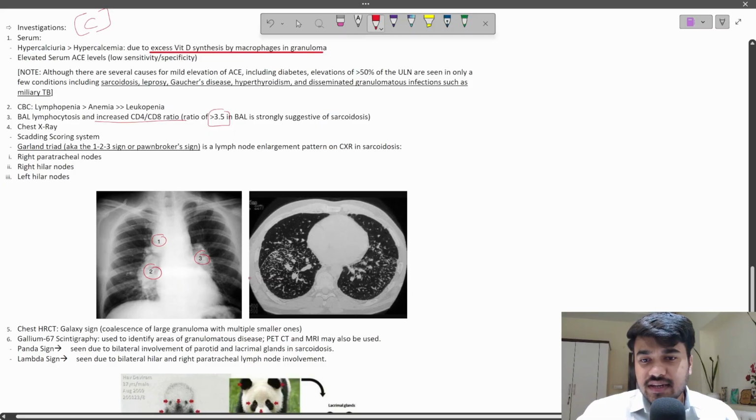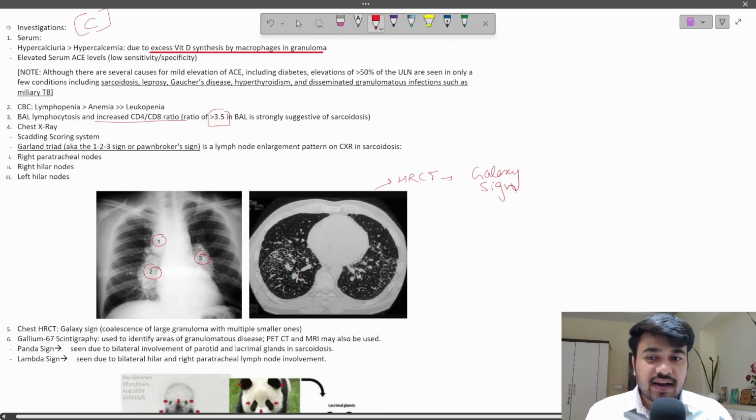On chest HRCT, this is the chest HRCT, right? And this is showing the galaxy sign, right? So as you can see, this whole dark galaxy with a lot of these white stars. So what are these stars? These are basically multiple small non-caseating granulomas which are coalescing with larger granulomas, right? So this is known as galaxy sign.